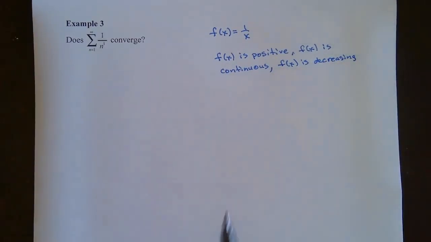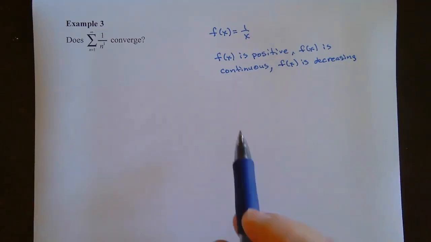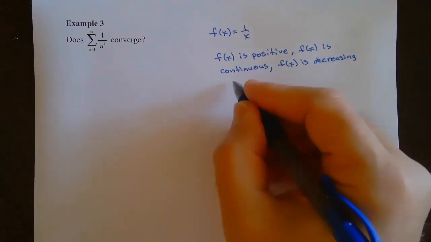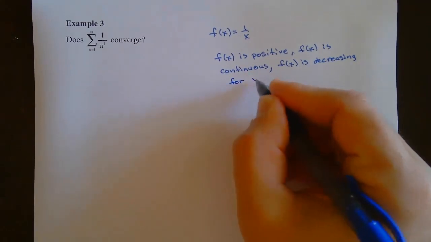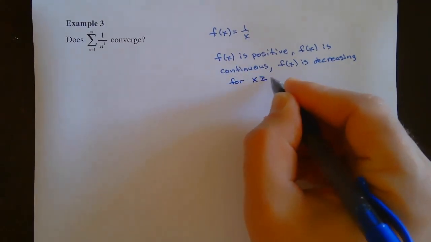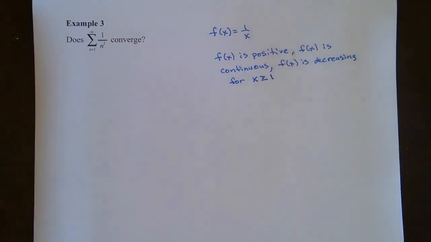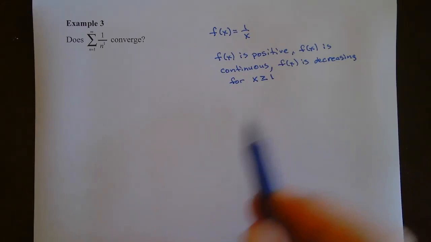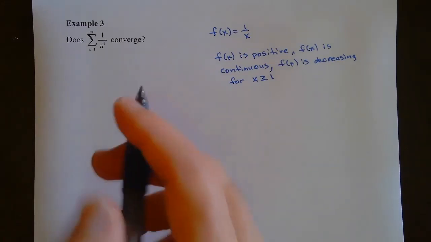Okay, and it's all of these. It's positive, it's continuous, and it's decreasing for x greater than or equal to some integer value. And in this case, it's just 1. A lot of times it is 1, but it doesn't have to be. Like if we need it to start at 3 and go 3 on, it works. We can do that. So this leads me to say, hey, I can use the integral test on this.